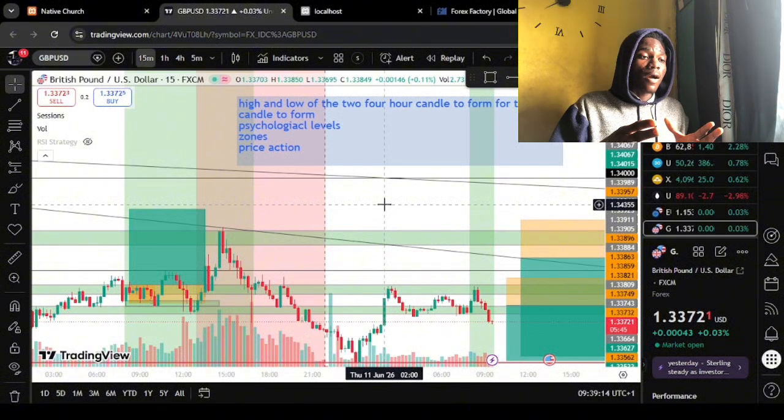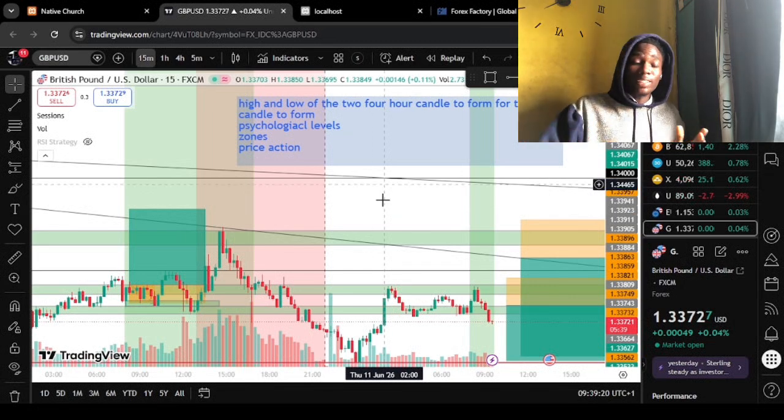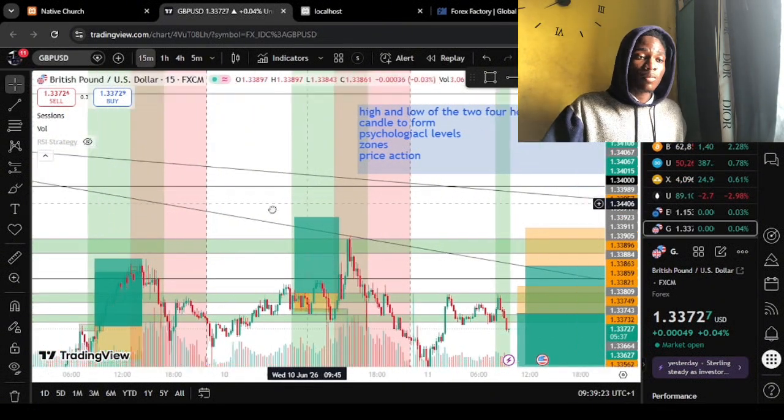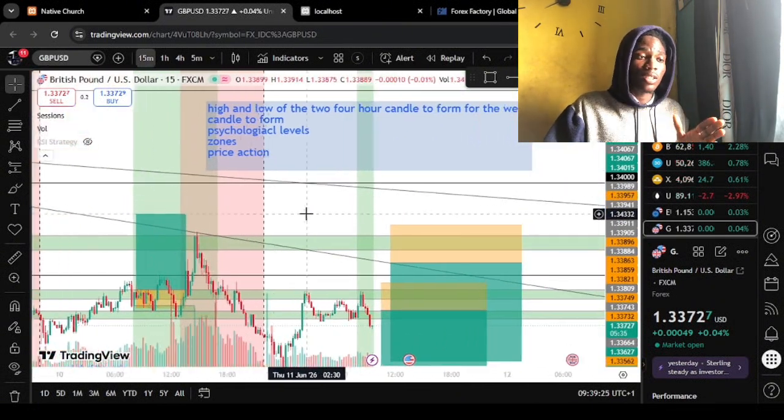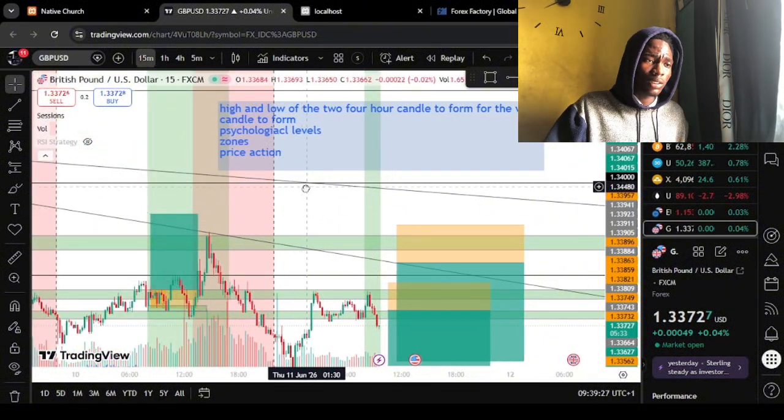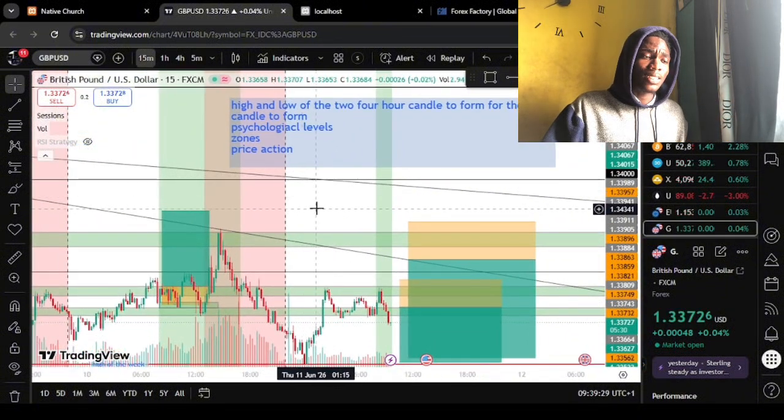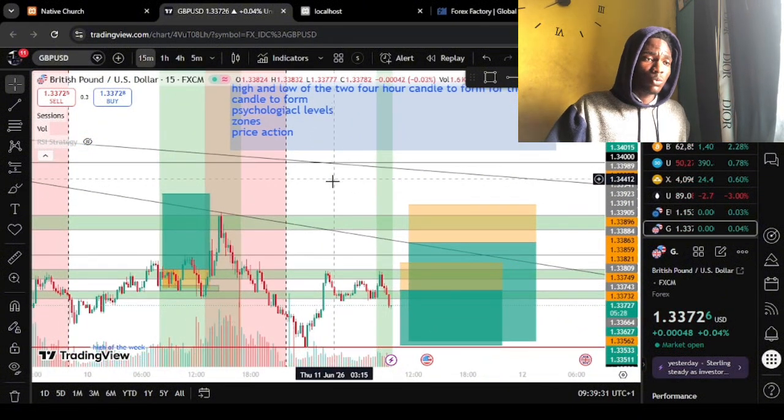and it serves as an extra confirmation for me whenever I want to enter a trade. You get it? And as you can see, it's been working. I'm still going to take you over the trades I've taken in the past 1 month, 2 months now, so you can actually just see how the strategy works.